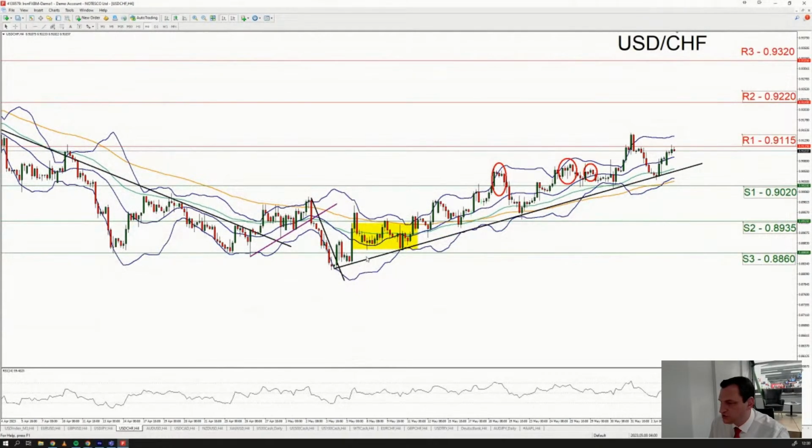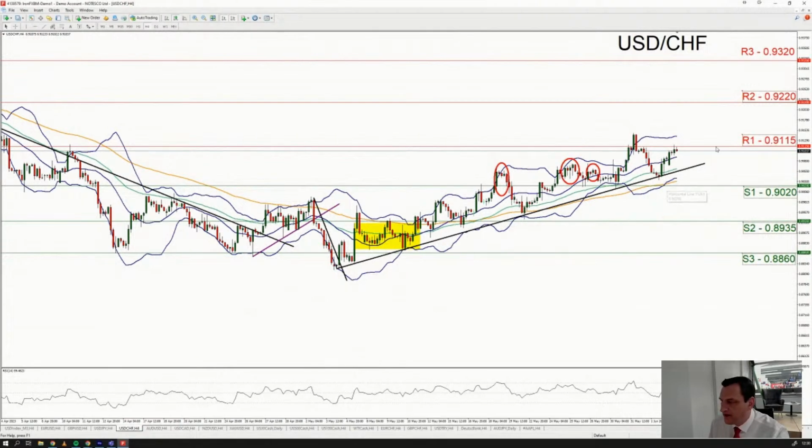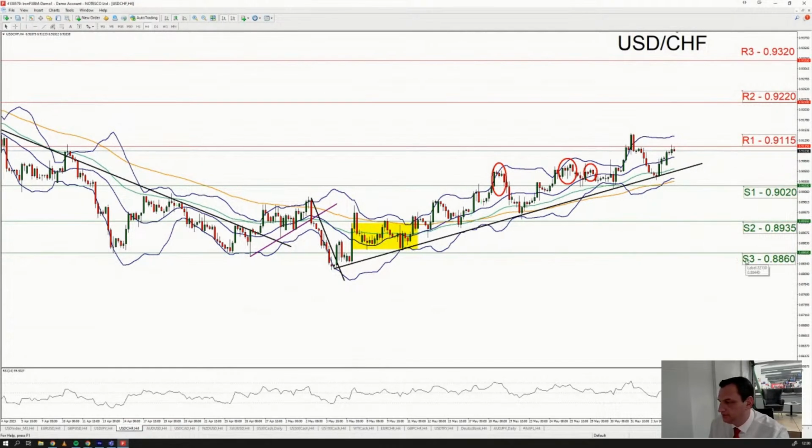You can see these touches 1, 2, 3, 4, 5. But, and it's a big but, for a bullish outlook, I would require a higher peak than this one. So the price action has to clearly break the 0.9115 resistance line and start aiming for the 0.9220 resistance level.